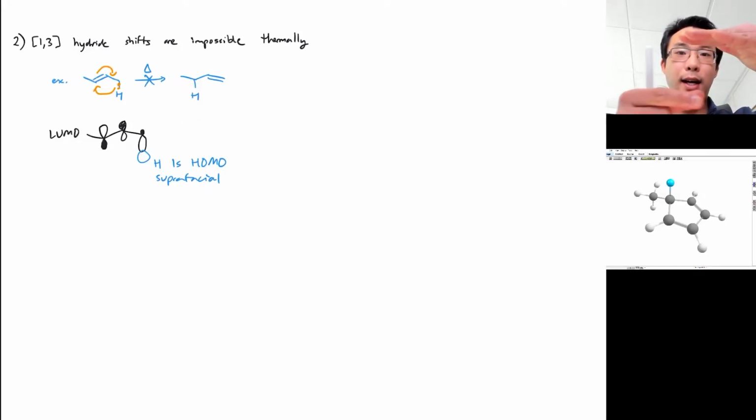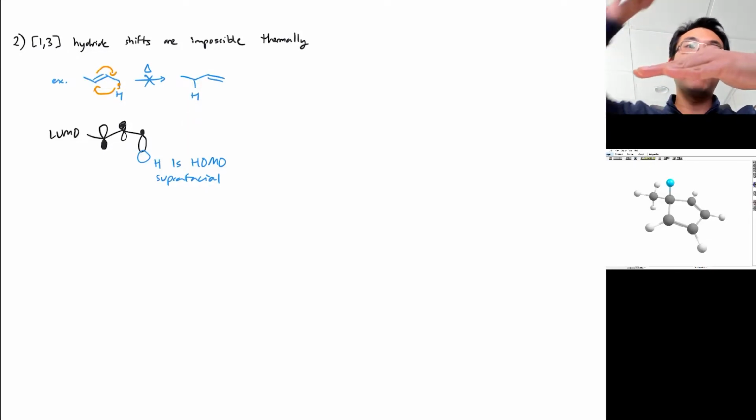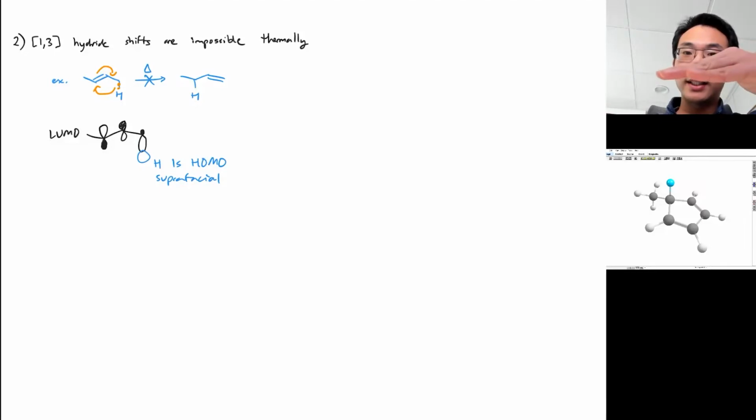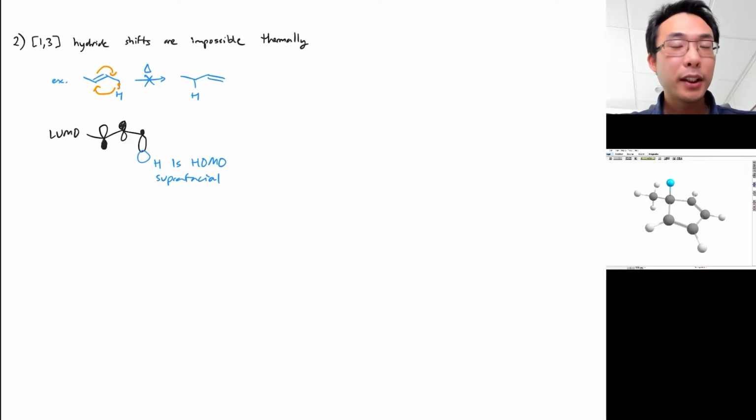I can't have a hydride below a pi bond somehow flipping to be above. It would have to completely detach and then come around, which would not be a pericyclic process anymore, but rather an ionic reaction. So again, under thermal conditions, you will not get a 1,3 hydride shift. Under photochemical conditions, you could get a 1,3 hydride shift.